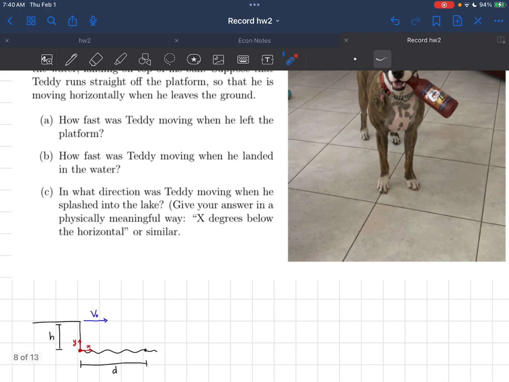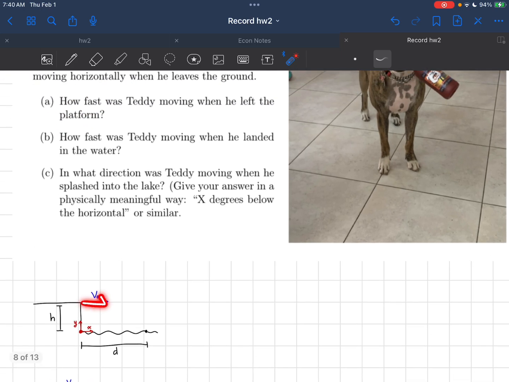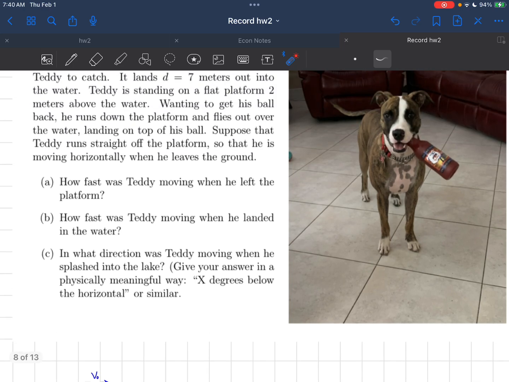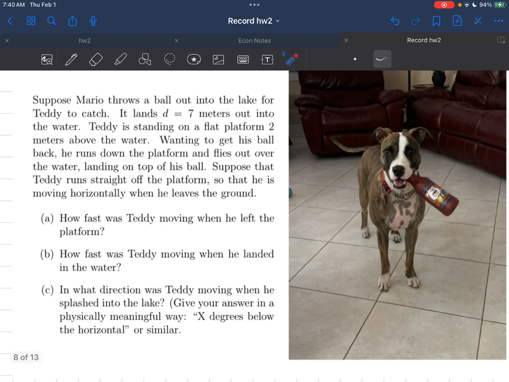Then I want to think about what I am going to solve for. So how fast was Teddy moving when he left the platform? Well, what is the value of v naught? How fast are we moving? And how do I know that it's the right v naught? Well, we're told that he lands on top of the ball. Same thing we said before. He lands and he's on top of the ball.